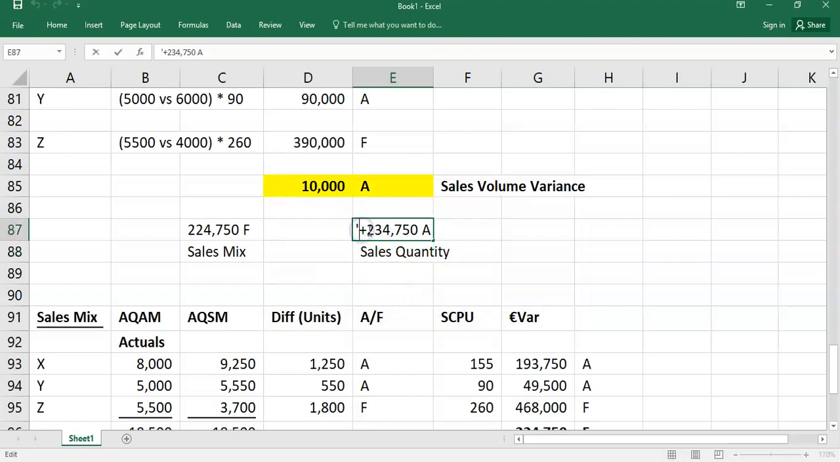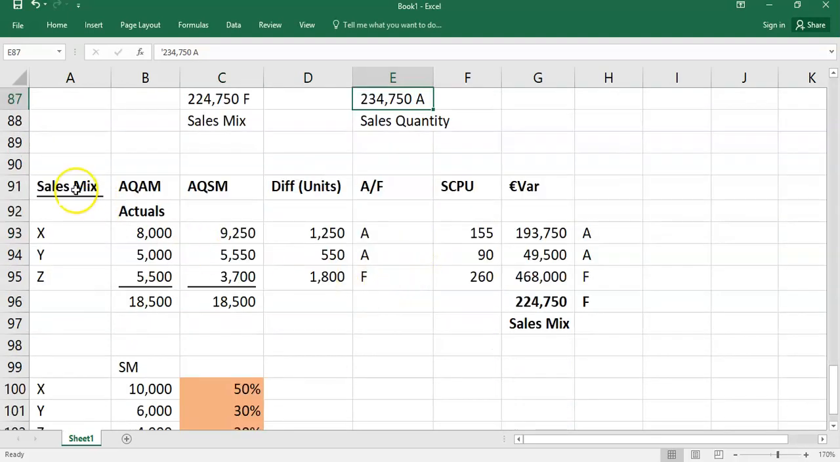Now that is just the plug figure. We can prove that as well. You're not asked for it, but you'll know the relationship. These two added together must come to the sales volume variance. So if we have this one, we can work back to that one. And I'll show you that for completeness because you can be asked it in other questions.